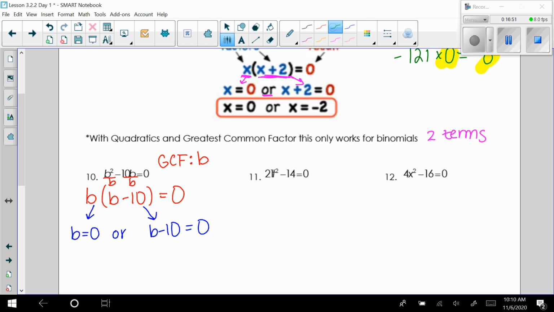So b equals 0, that's already by itself. I don't have to do any math there. But b minus 10 equals 0 means that I have to add 10 to both sides. So that's what we'll do. And we'll be left with b equals 10. So our two answers here are b equals 0 or b equals 10. Because if I plugged either of those answers into this equation right here, the answer would be 0.